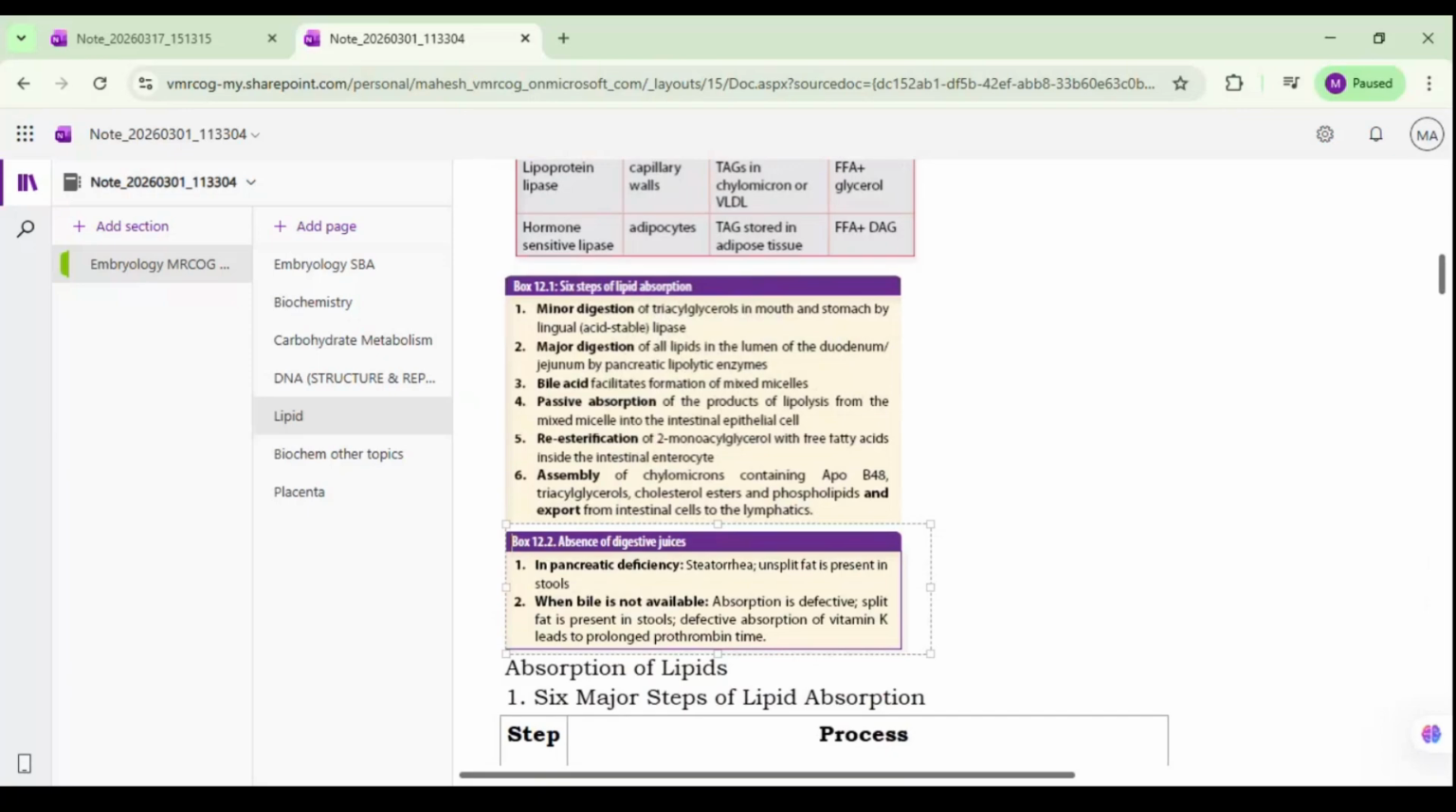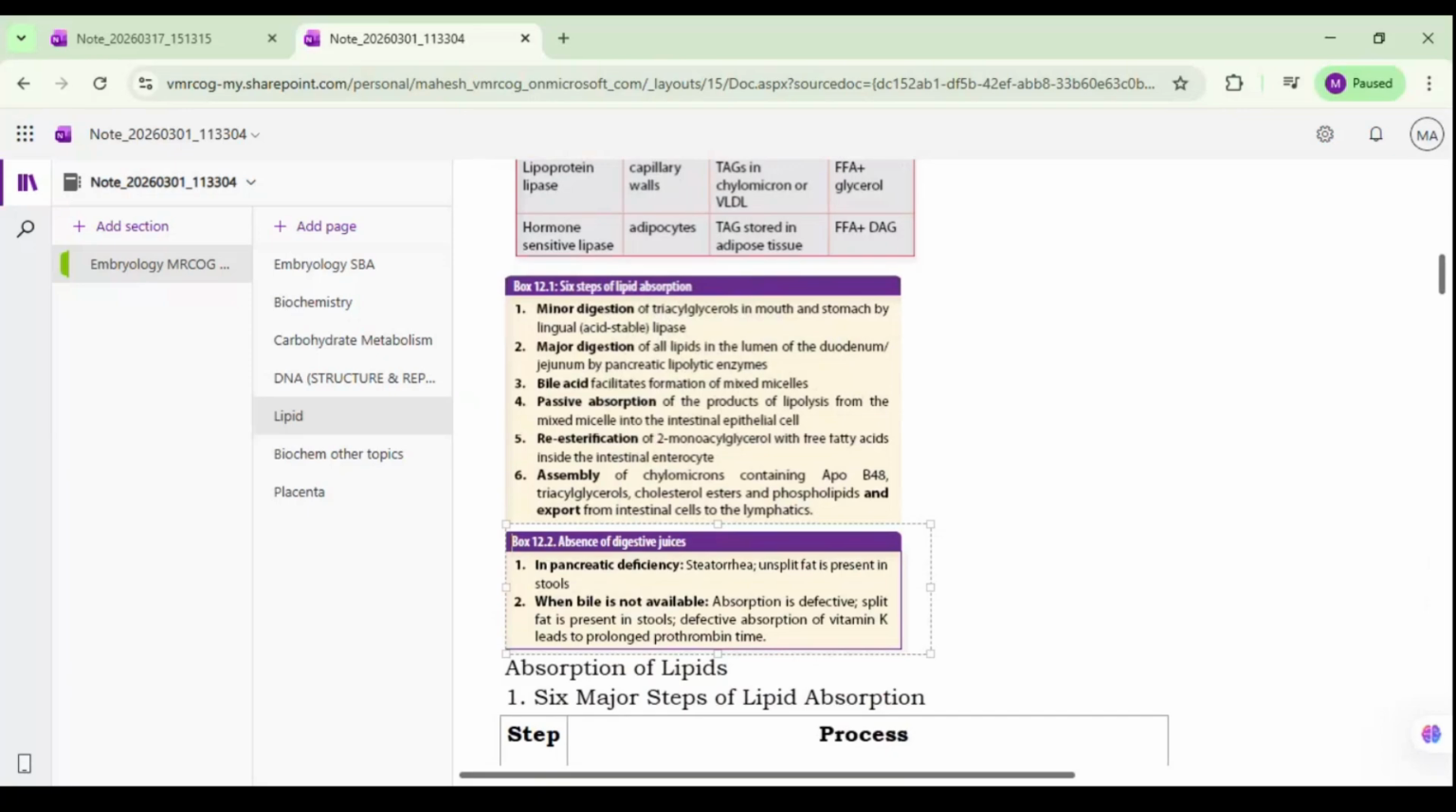Then the process of reesterification is there. 2-monoacylglycerol with free fatty acid inside the intestinal enterocyte will undergo reesterification and assembly of chylomicrons containing ApoB48, triacylglycerol, cholesterol ester, and phospholipids, and they will get exported from the intestinal cells to the lymphatics. So after the esterification, there will be export via the lymphatics.